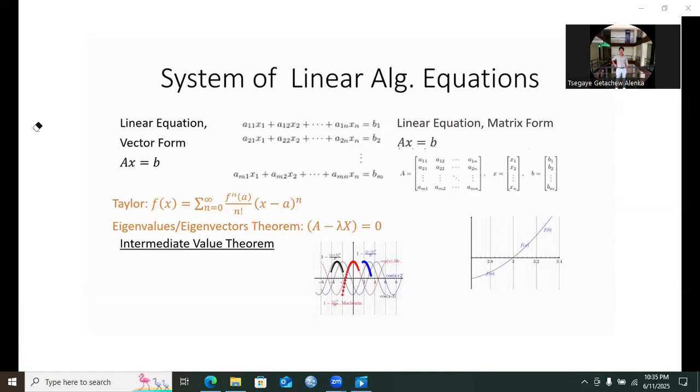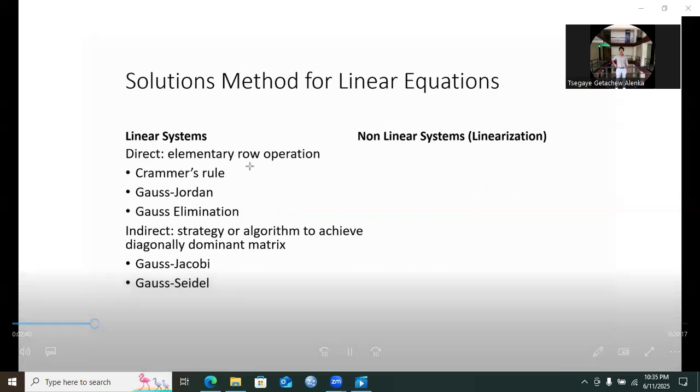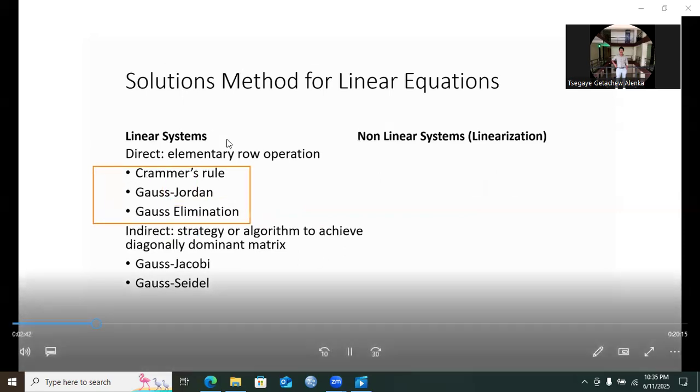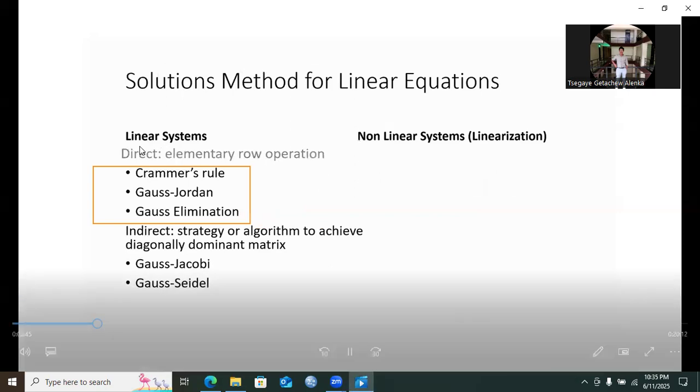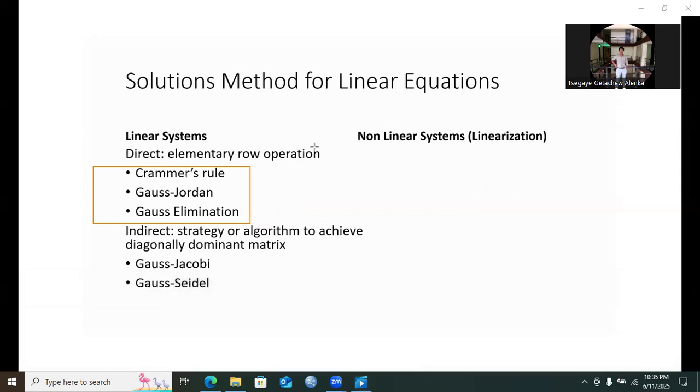There are two techniques used in solution methods. The first one, direct methods, include Cramer's rule, Jordan's, also known as the Gauss-Jordan method, and the third one is Gauss elimination. Both use row elimination techniques similarly. Jordan continues until the coefficient matrix capital A is transformed into an identity matrix. Once the identity is achieved, the solution appears right there.